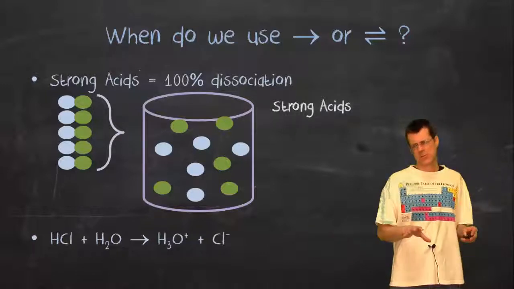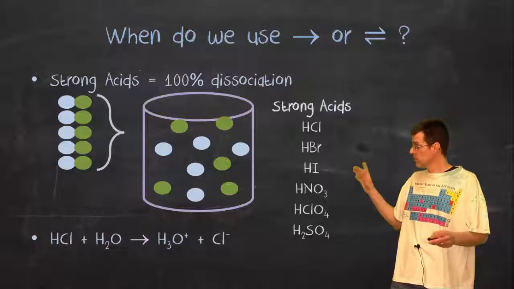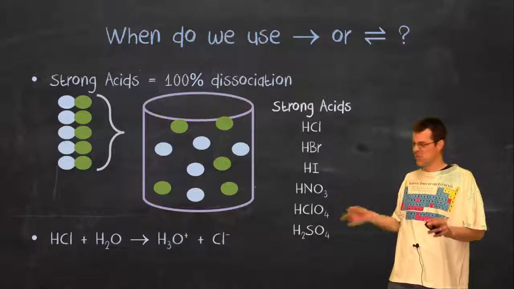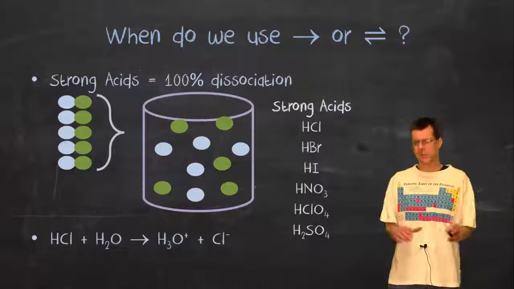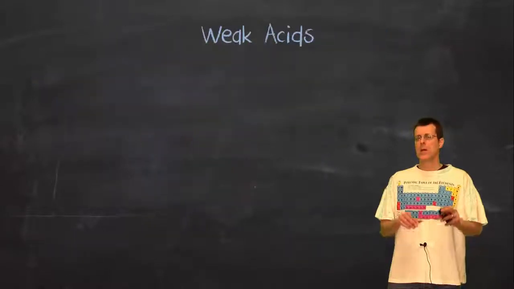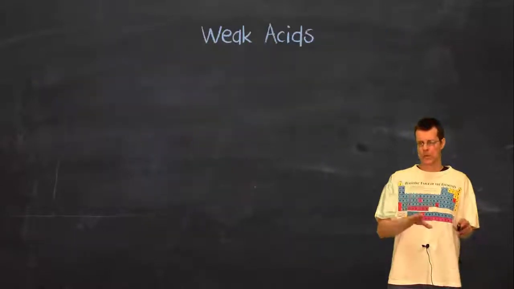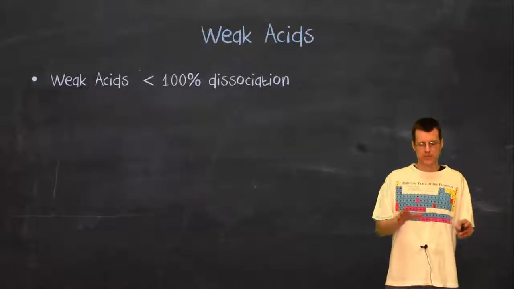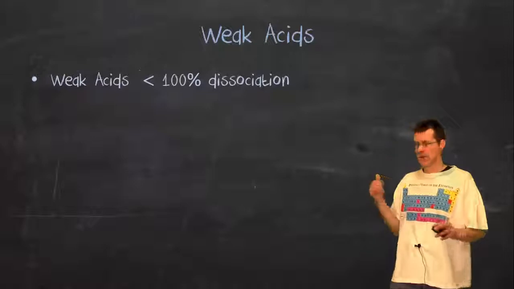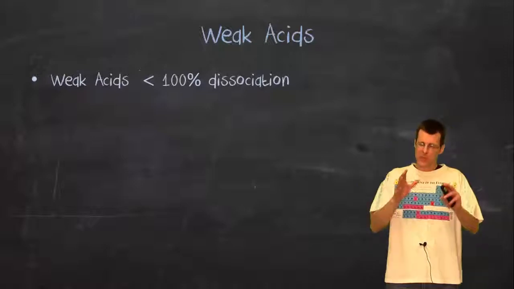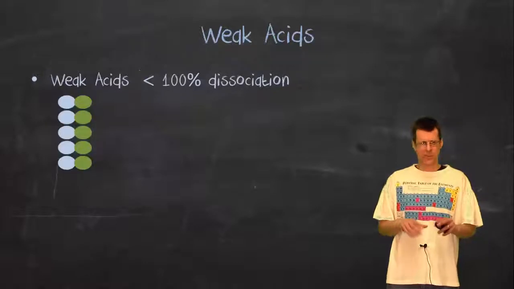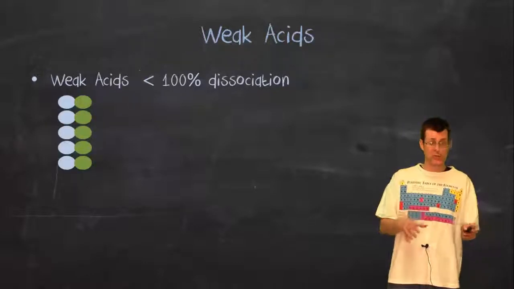And there were 6 strong acids, and again, we learned these in grade 11. We don't really need them so much now, but it's not a bad idea to always remember your 6 strong acids. We're going to be more interested in weak acids, where weak acids have less than 100% dissociation. Now, I know technically that could mean 98, but in weak acids it's usually much less than 100%, closer to 5% or less than that.